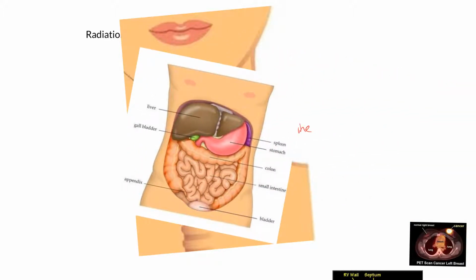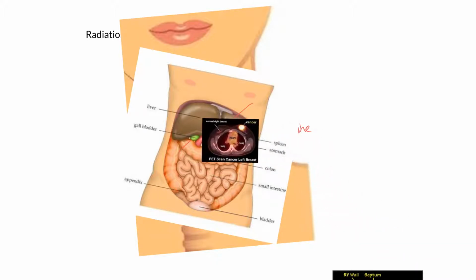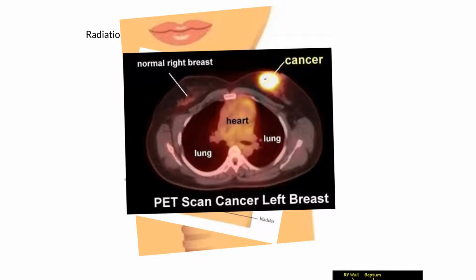We've got here the liver, the gallbladder, and parts of the rest of the digestive system that could be looked at. We've also got a PET scan of the lung and heart that we can look at. Here you can see a cancer has appeared on the screen, and we'll explain that a little bit later. So that's a PET scan.